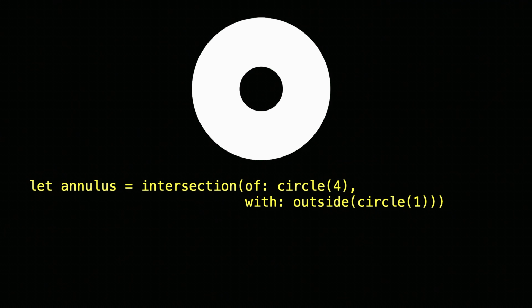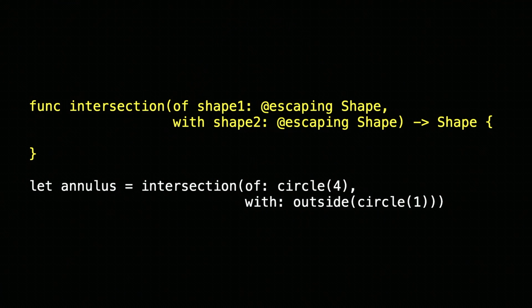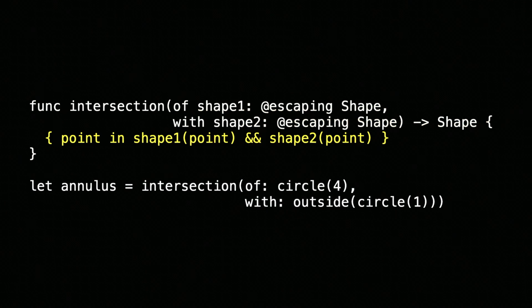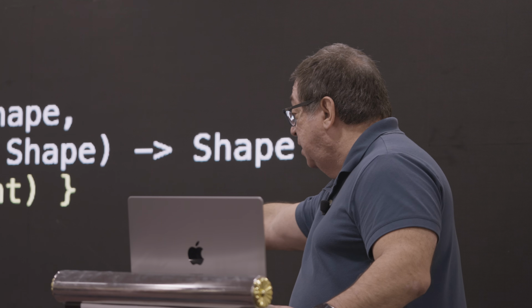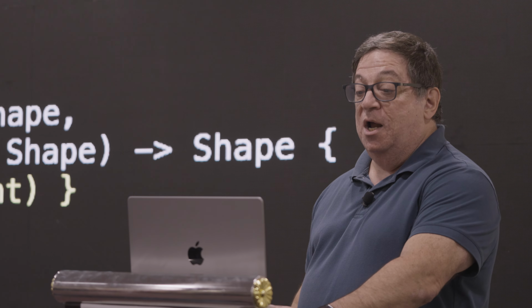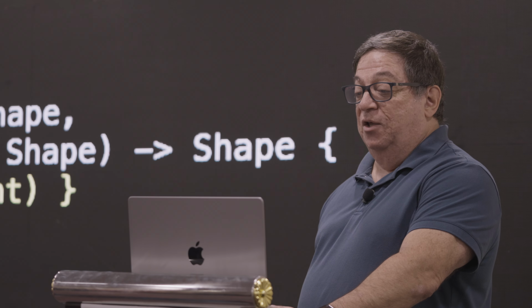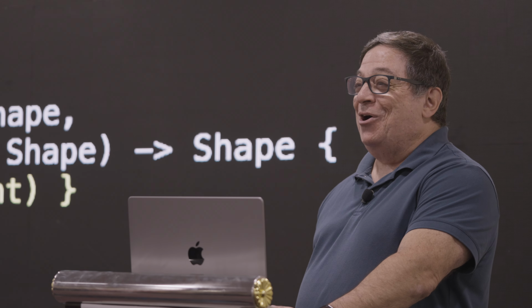It's trivial. And so if I want to calculate this annulus, I need an intersection of all the things that are inside the big circle and outside of the small circle. An intersection is just implemented as taking two shapes and returning another shape by saying you're in the first shape and you're in the second shape. You are both in the circle of radius 4 and you are outside the circle of radius 1. I wish it was harder.